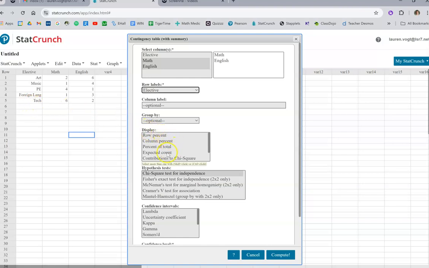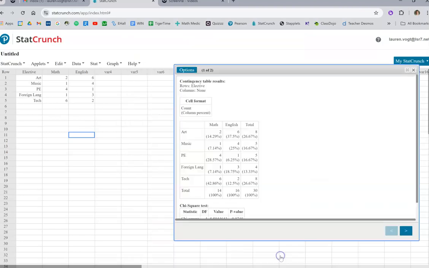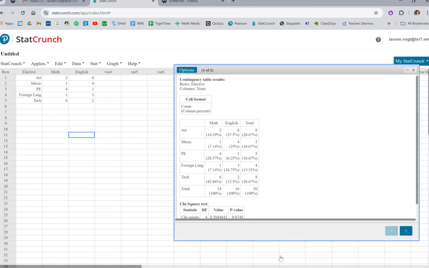And then you can do several different things here. If you're doing just the conditional distribution that we did at the last video, that would be your column percent. So you click on column percent there. And you can calculate percent of total as well. Then you just compute it, and it's going to give you all of those in percentages. So you can see all of the other distributions. They're just all in one.